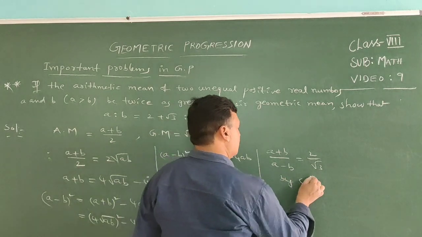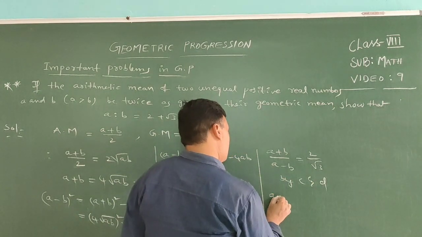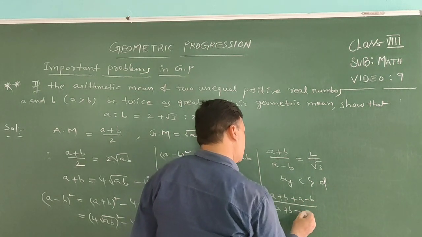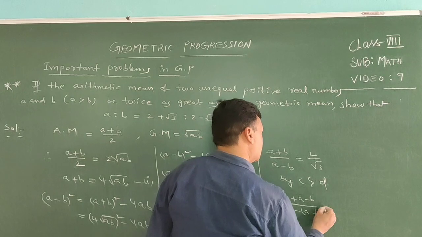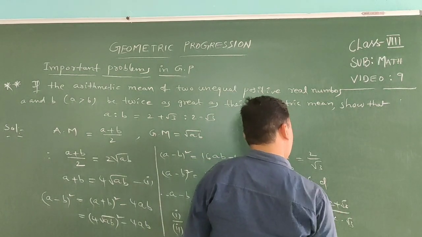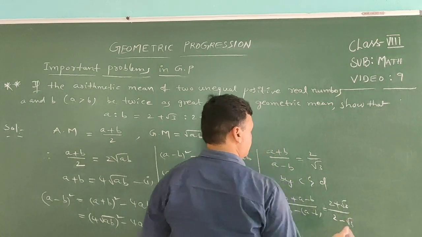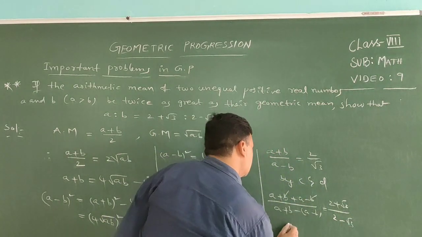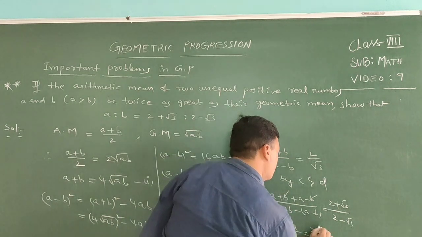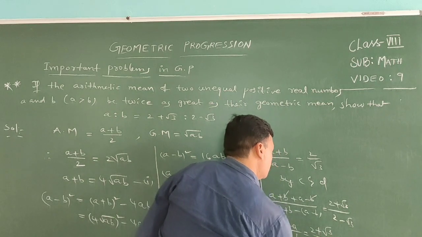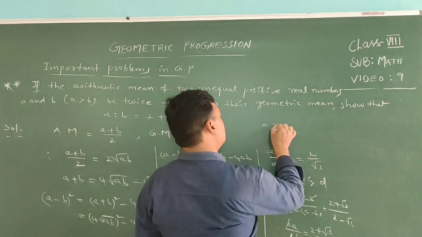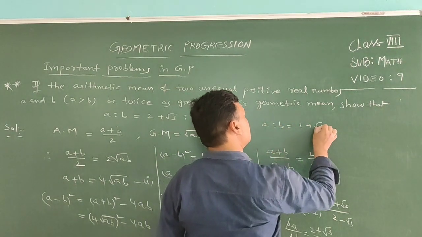By componendo and dividendo, a plus b plus a minus b by a plus b minus of a minus b equal to 2 plus root 3 by 2 minus root 3. So here b gets cancelled, 2a. Here a gets cancelled, 2b, and we get 2 plus root 3 by 2 minus root 3. So 2 gets cancelled. Finally, a is to b equal to 2 plus root 3 is to 2 minus root 3.